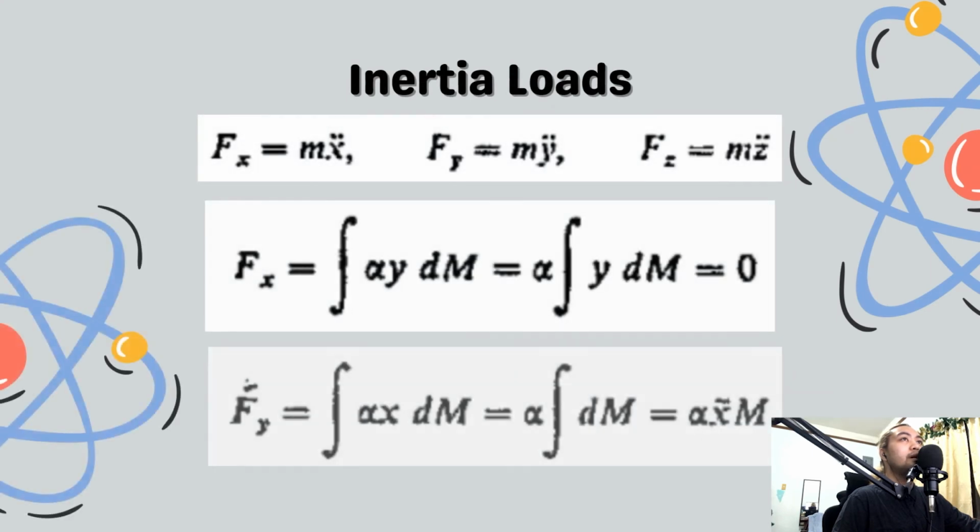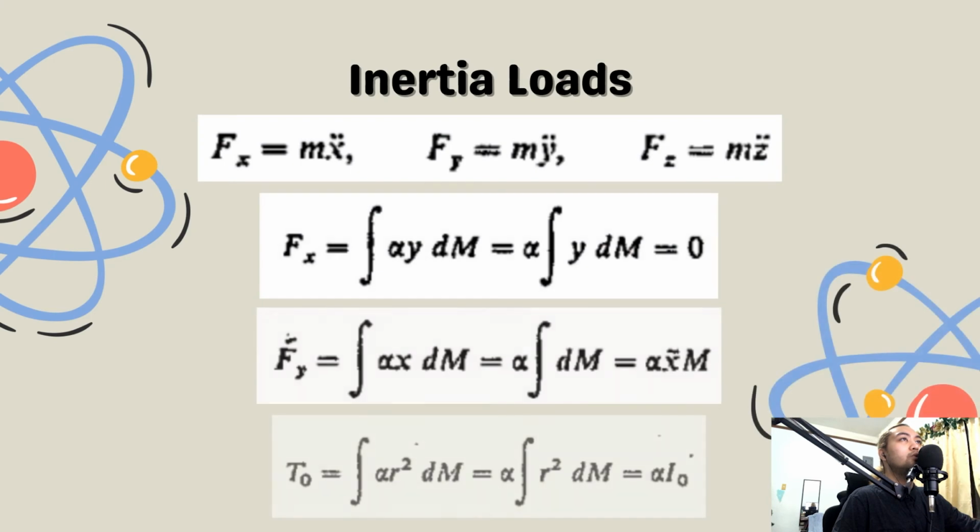At the same time, the resultant inertia force in the y direction would look like this. Now, the resultant inertia torque about the axis of rotation is obtained by integrating the terms regarding the product of the tangential force on each element, a r dm, and its moment arm r, which would look like this: T sub O equals the integral of a r squared dm, which equals a times the integral of r squared dm, which equals a times I sub O.